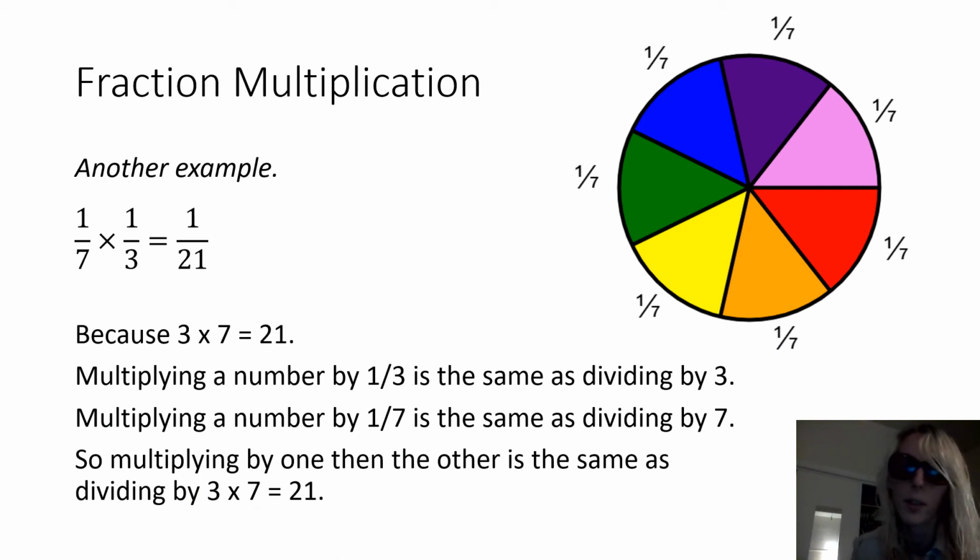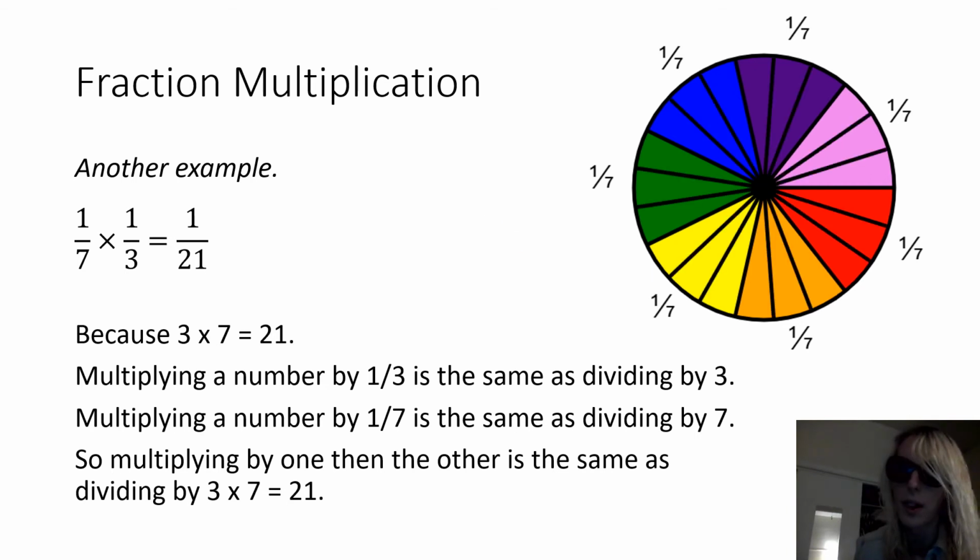Here's another example. So our rule that we're explaining says 1 over 7 times 1 over 3 should be equal to 1 over 7 times 3, which is 21. And the slides explain this in writing. Well, multiplying by a seventh is the same as splitting the unit into sevenths, like here.